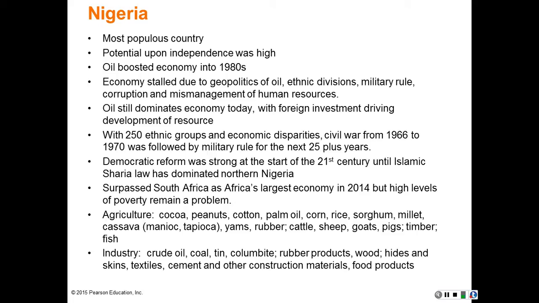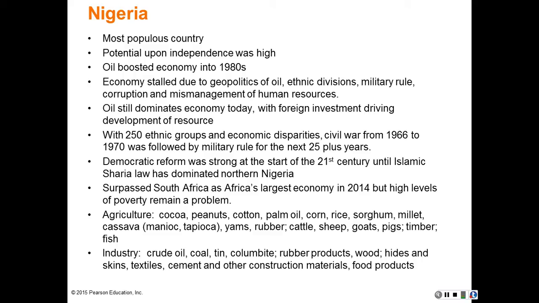Democratic reform was strong at the start of the 21st century until Islamic Sharia law began to dominate the northern part of Nigeria. This country surpassed South Africa as Africa's largest economy in 2014, but high levels of poverty remain a problem, especially in the interior.